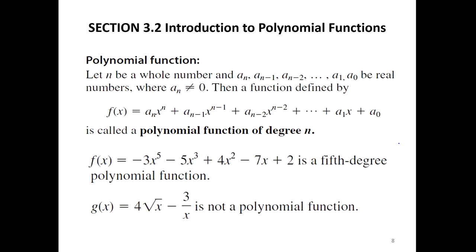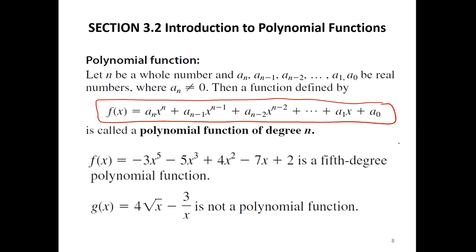Now, introduction to polynomial functions. In general, we have polynomial functions. From polynomial functions, we have linear, quadratic, with degree 3, with degree 4, and so on. So, what's the form of the polynomial function? This is the form of a polynomial function. We have a n x to the power n, and a n minus 1 x to the power n minus 1, and so on.